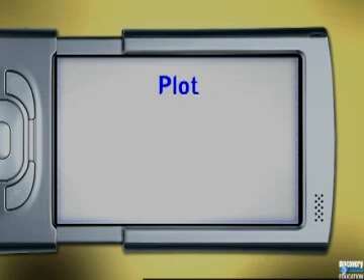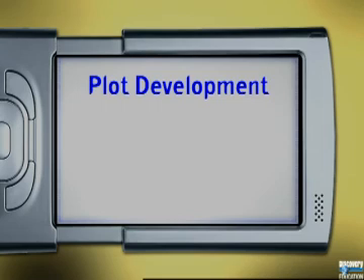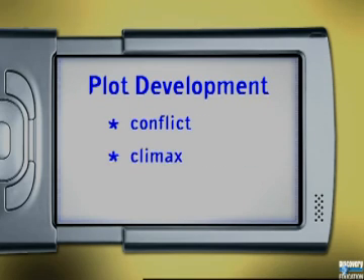The plot of a story is what happens from beginning to end. Plot development is how the events unfold. Events of the plot reveal a problem, called a conflict. Everything comes to a head in the climax, the point of greatest interest and emotion. The resolution shows how the problem is solved.